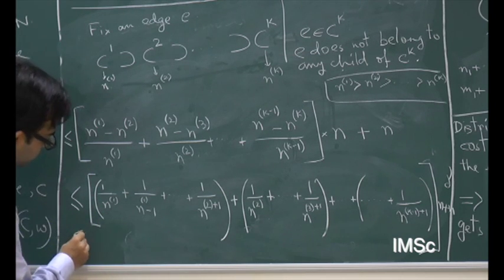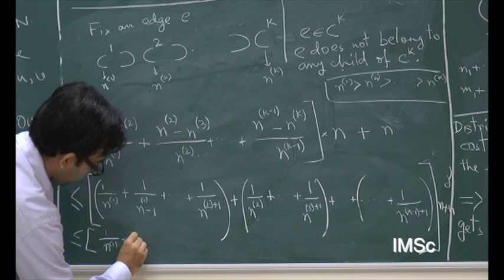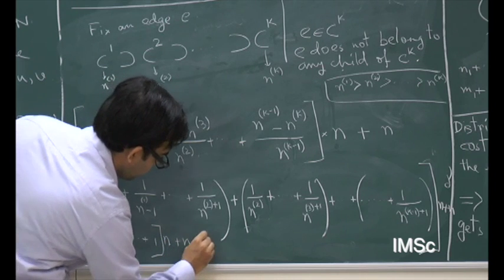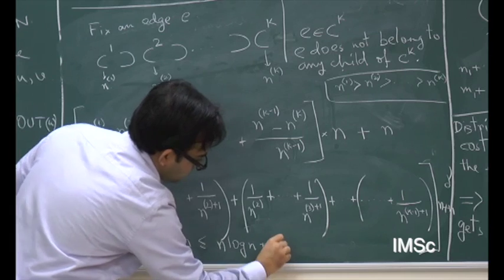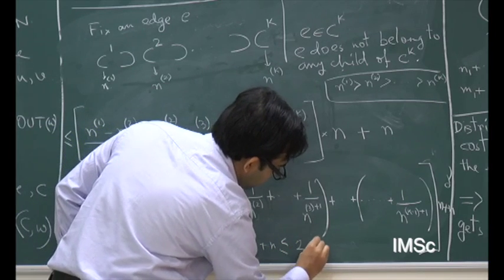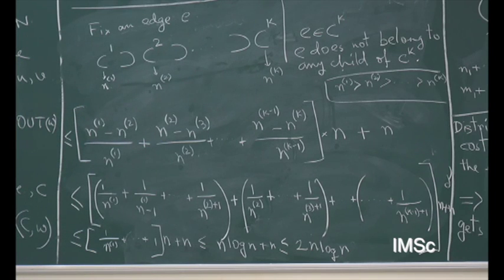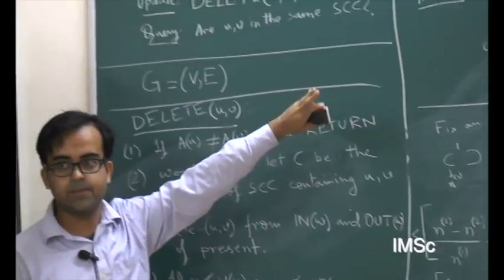You can just upper bound this by 1 over n1 plus 1 times n, plus n. So you get n log n plus n, which is less than or equal to 2n log n. So each edge in expectation gets 2n log n tokens. There are m edges. So what is the total update time? m n log n. We wanted to get mn time, we settled for something slightly worse, just mn log n, a log n factor worse.